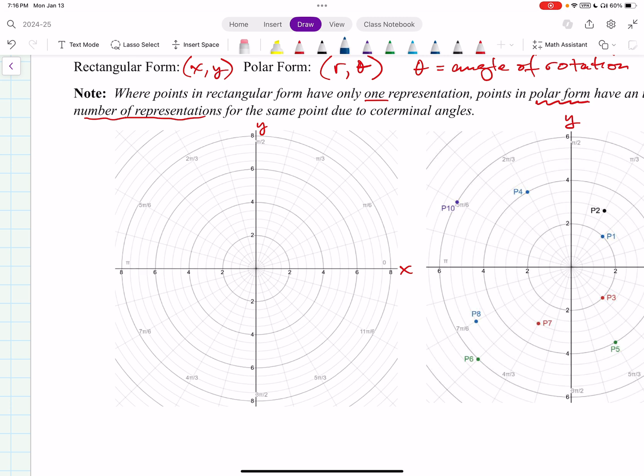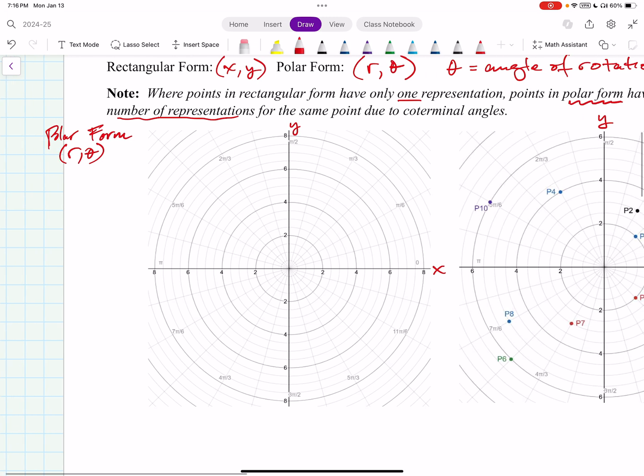Okay, let's go for it. All right, so let's start off with positive radius and positive angles. And let's write down polar form up here just one more time, just because it's new. It's r comma theta. That's polar form. So in rectangular form, it's x comma y, but in polar form, it's r comma theta. All right, so let's start plotting here.